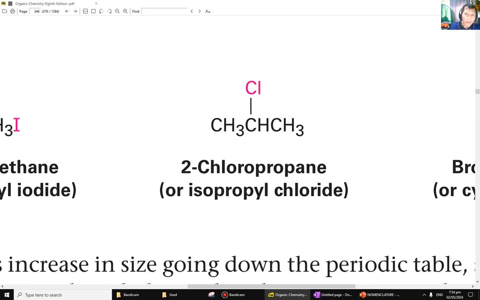2-chloropropane. Why? Because on the second carbon you have a chloro. We know that from three carbons, the one available for bonding is on the second part. We call it isopropyl. Okay, so that's why isopropyl chloride is also valid.